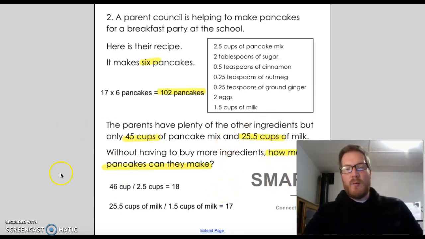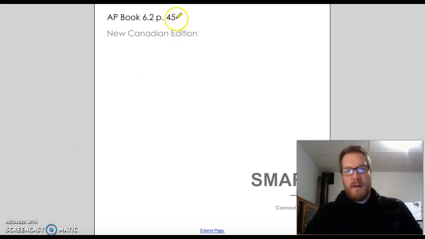As you're working through the questions on this page, use those ideas and those concepts to help you answer the questions. Show your work in your book. Show your work in your notebook if you have to. And just use those tips to help you answer the word problems.